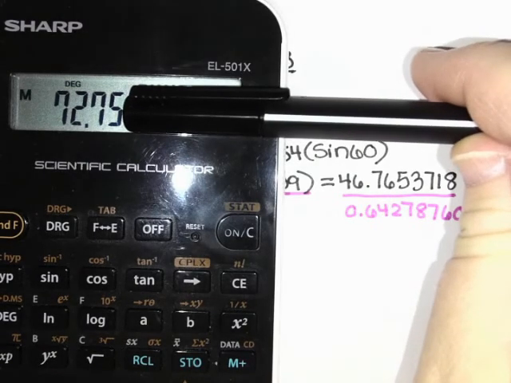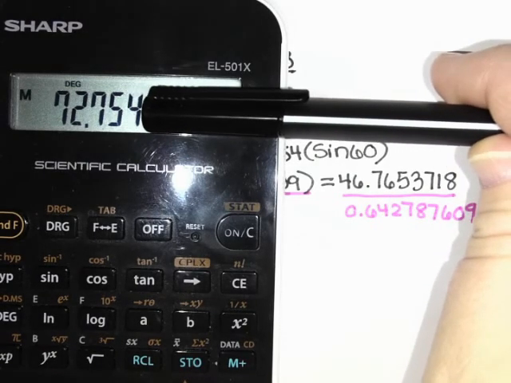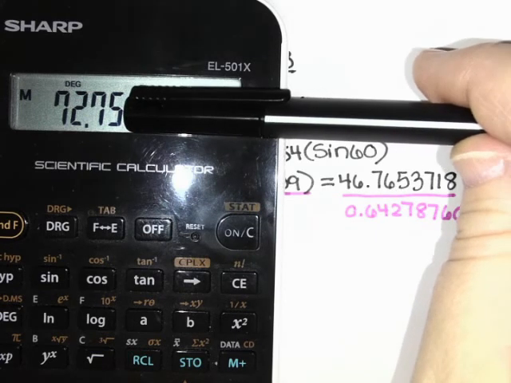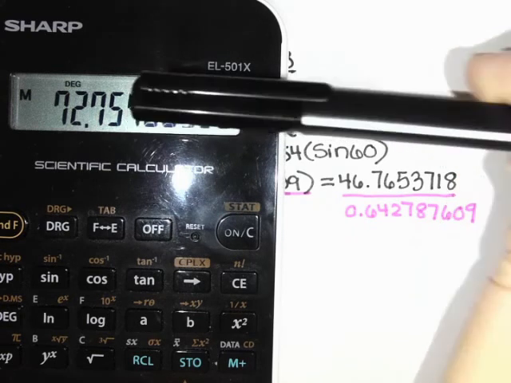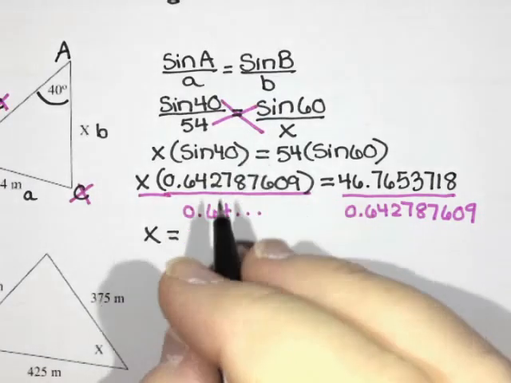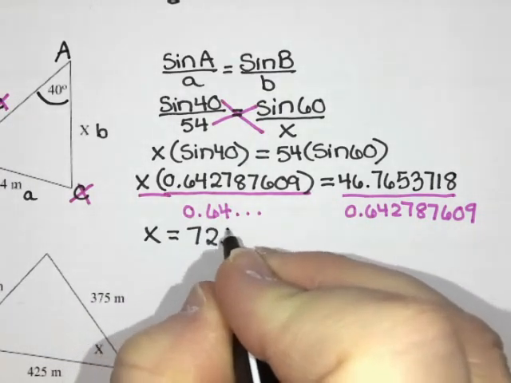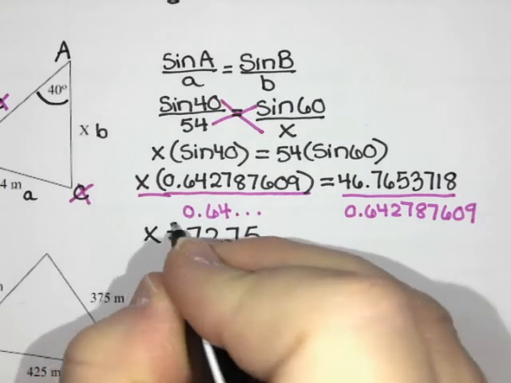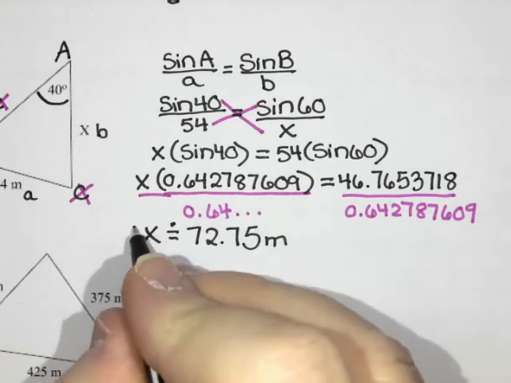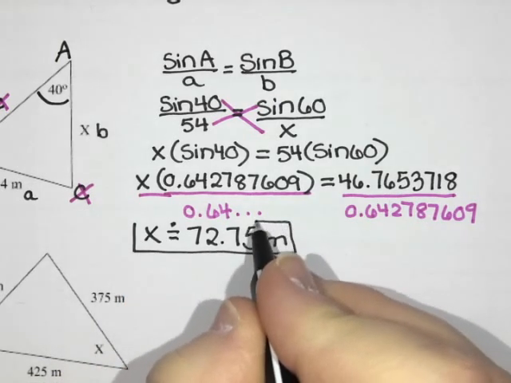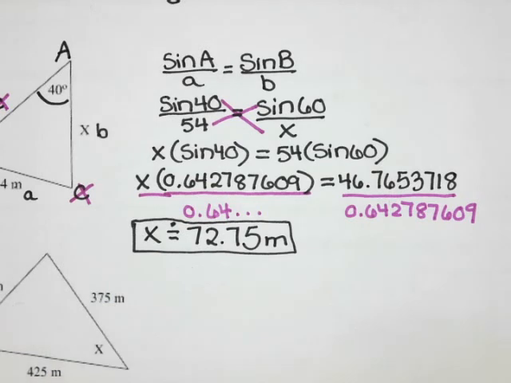That gives me 72.75. Now, if I look at the next digit, it's a 4. So if anything is a 0, 1, 2, 3, or 4, we leave the number the same. If this was a 5, 6, 7, 8, or 9, I would push that up. So I'm going to leave that as 72.75. I'm going to put a dot on my equal sign to show that I rounded. And this is in meters, since it's a side length. So it is 72.75 meters. Okay, you can join me in the next video to see how to do the next question.